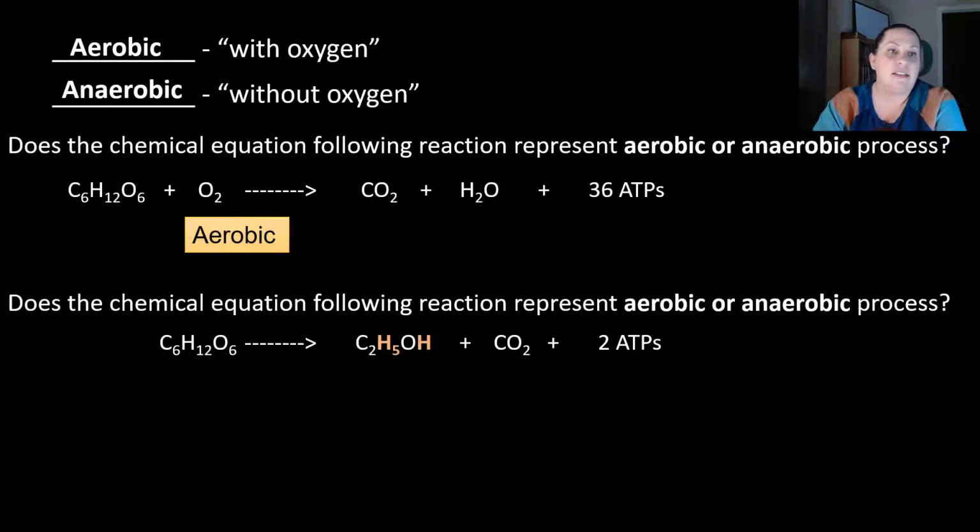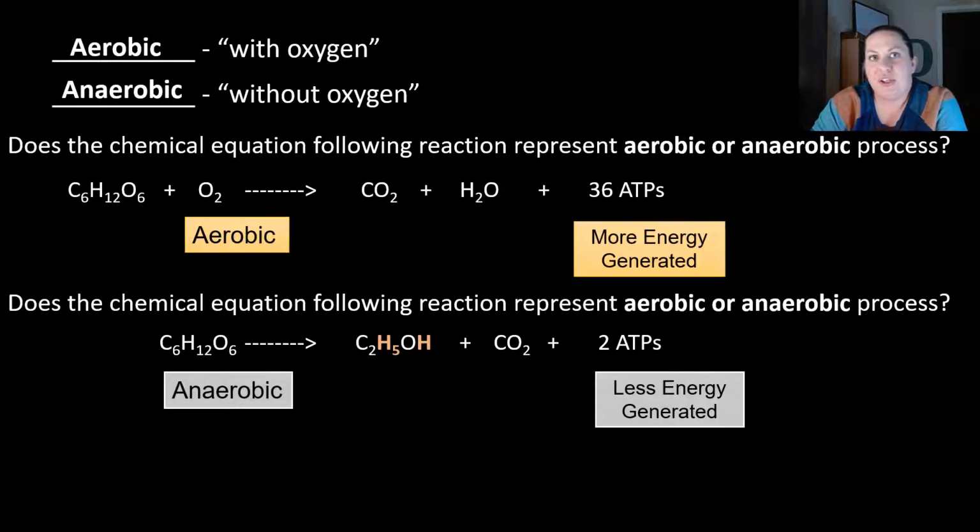On the other hand, does this chemical equation represent aerobic or anaerobic processes? So here we have C6H12O6. This gets converted into C2H5OH plus carbon dioxide plus 2 ATP. If you look here, oxygen is nowhere to be found, so this is an anaerobic process.